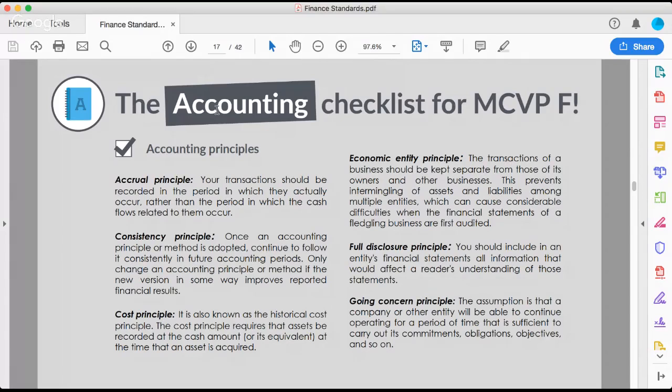Consistency principle means that when you're doing something in accounting, you need to do the same thing for future periods, and you cannot just change them on a very consistent basis. You can change them, but then you need to be consistent again. Take, for example, the fact that we've changed the chart of accounts now.